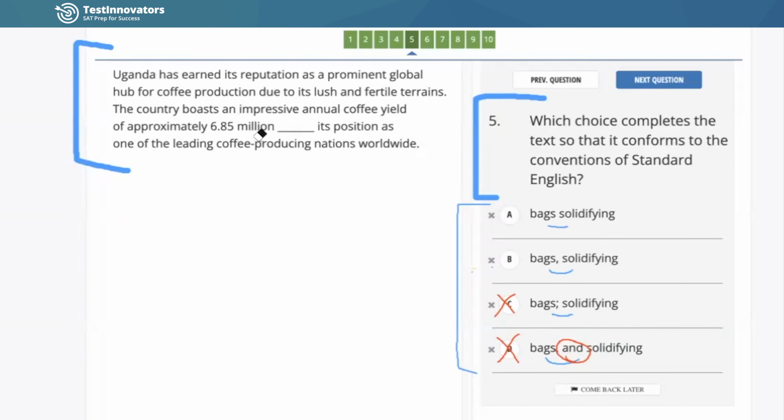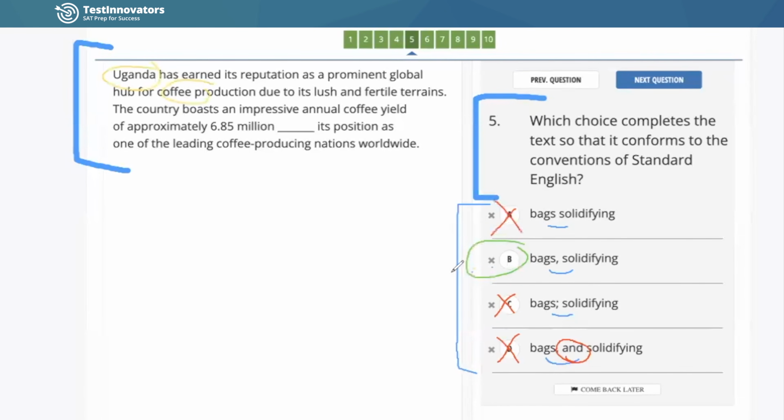What is our participial phrase modifying? Is it modifying the word bags? No, it's not. That wouldn't make sense. This participial phrase, solidifying its position as one of the leading coffee-producing nations worldwide, is modifying the country, Uganda. Therefore, we know that choice A can be ruled out, leaving us finally with choice B as the correct answer.